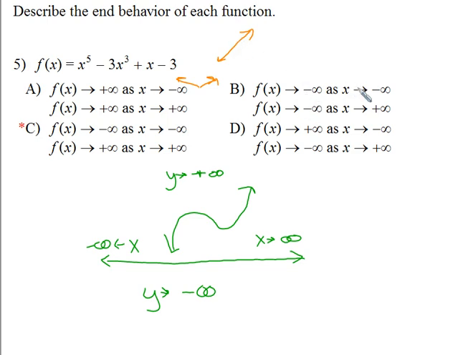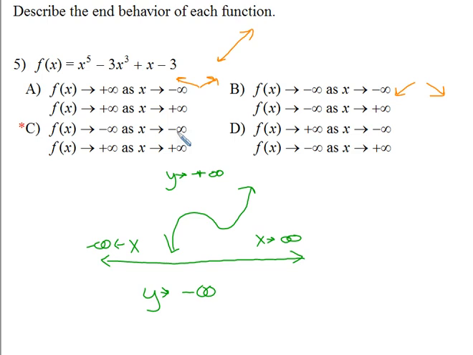Letter B. As you walk to the left, the graph is going down. As you walk to the right, the graph is going down. So once again, this is not the end behavior that we're looking for. As you can see, the answer is letter C, but let's see why.